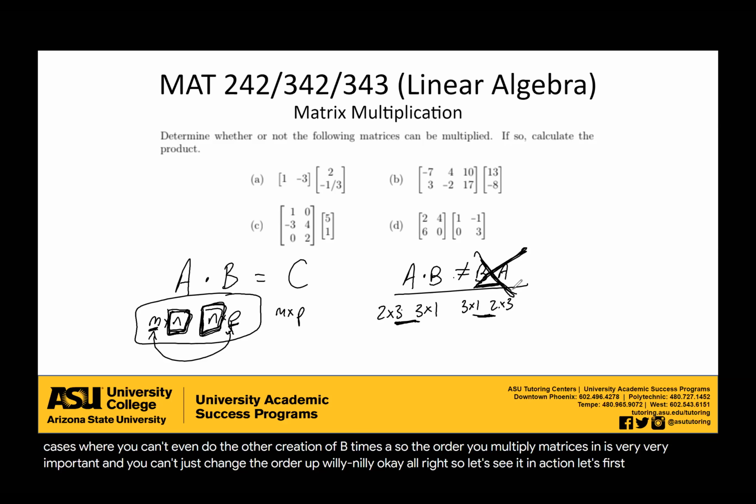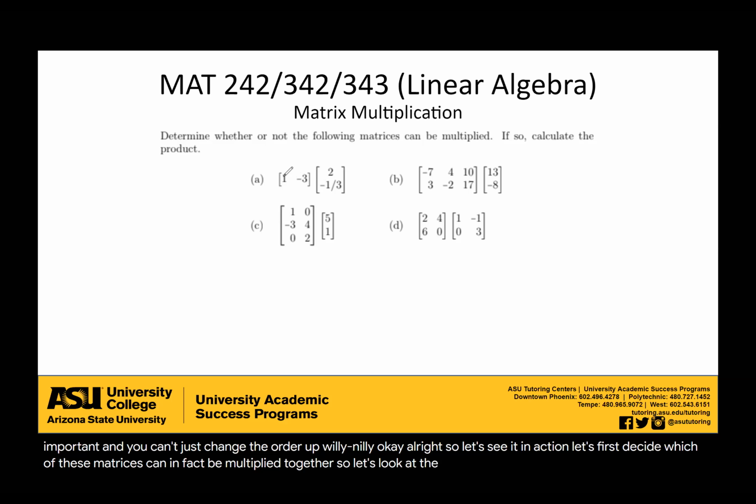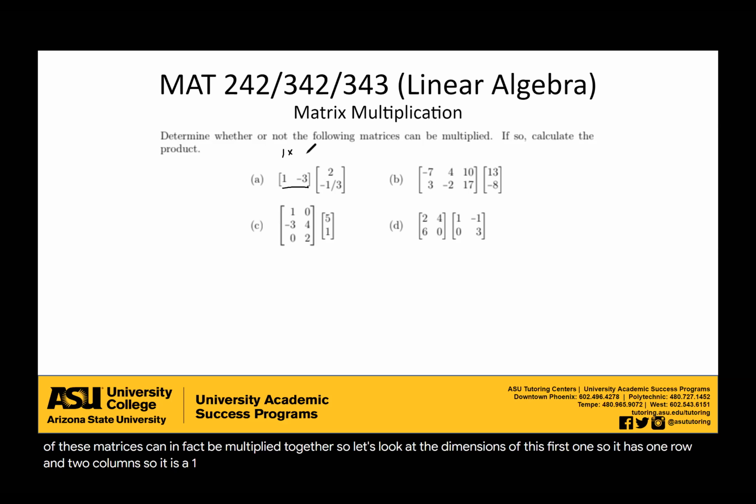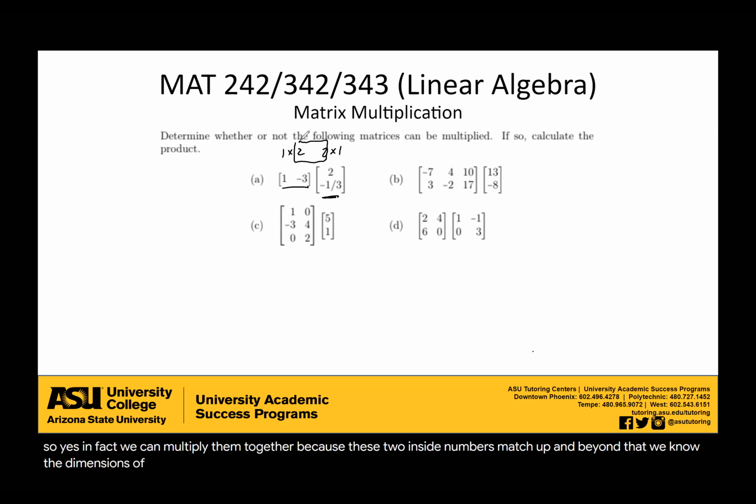Let's first decide which of these matrices can in fact be multiplied together. So let's look at the dimensions of this first one. It has 1 row and 2 columns, so it is a 1 by 2 matrix. And then this one, it has 2 rows and 1 column, so it is a 2 by 1 matrix. So yes, in fact, we can multiply them together because these two inside numbers match up. And beyond that, we know the dimensions of the matrix that comes out of it. It would be some 1 by 1 matrix.